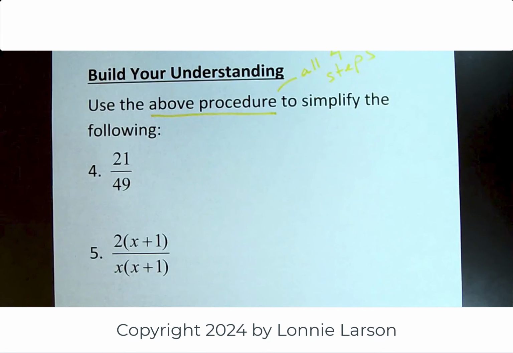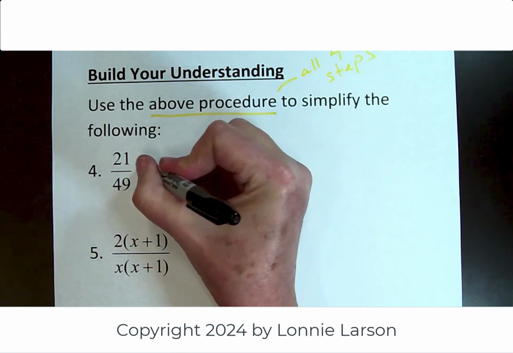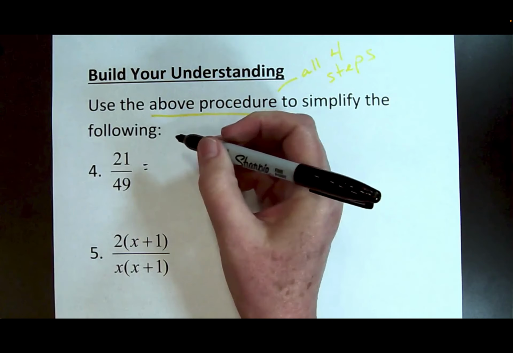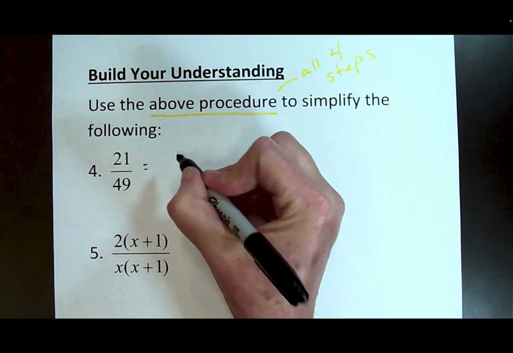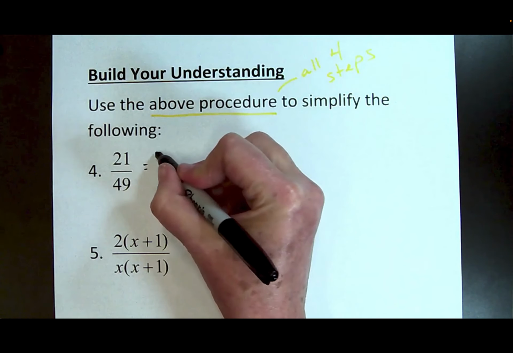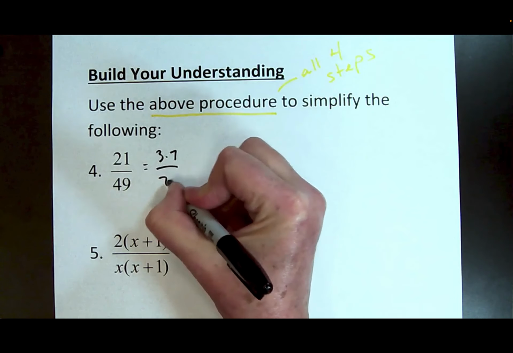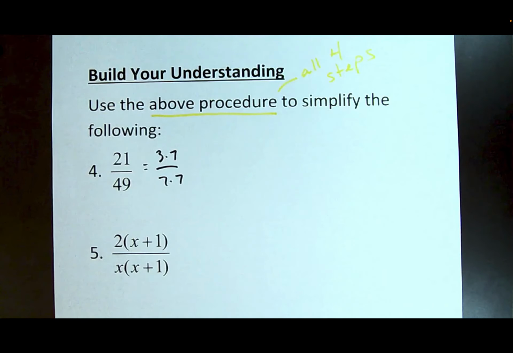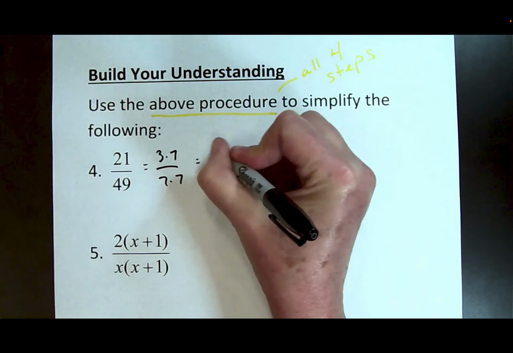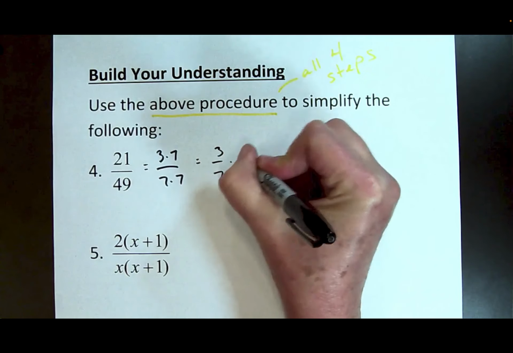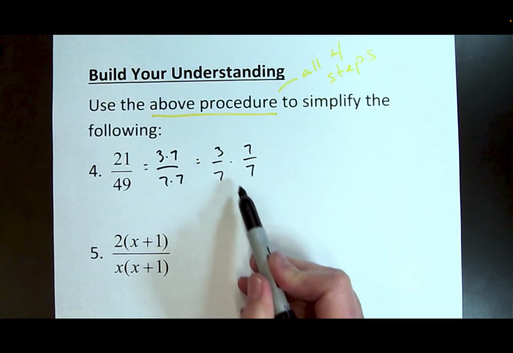Okay, welcome back. So, procedure for simplifying fractions. We need factors. Let's see, 21 is 3 times 7. 49 is 7 times 7. So now we have factors explicitly shown. The way fraction multiplication works is that you multiply two fractions straight across.